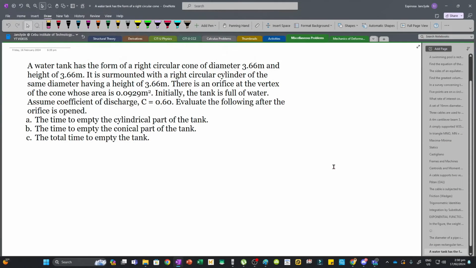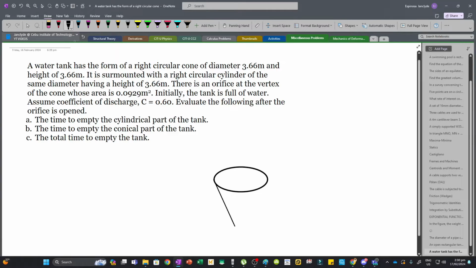Sa video natin ngayon, we will try to solve a problem involving orifice. Now we have the water tank that has the form of a right circular cone of diameter 3.66 meters. And so draw natin yan. Ito yung tank natin, and then yung shape niya is cone. Yan. And then it is surmounted daw with a right circular cylinder of the same diameter.